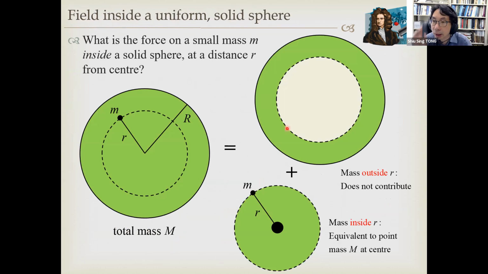Now, let's break for 10 minutes. In the next lesson, I will teach you how to use the theorem that we arrived at to calculate the gravitational force on a small point mass m located inside a uniform solid sphere. We have a solid sphere filled with uniformly distributed mass, and we want to calculate the force on the small point mass m inside the sphere.